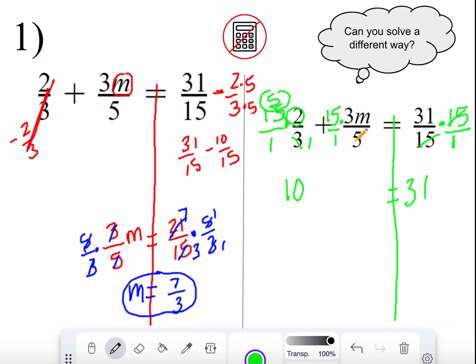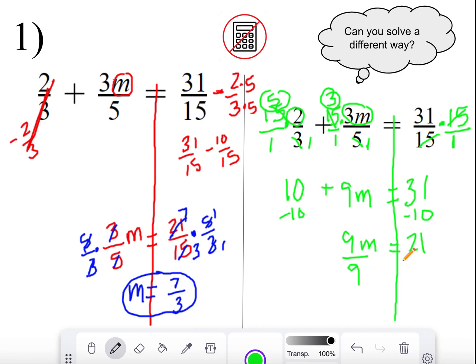Do you see how the numerator and denominator are both divisible by 5? I get 1 here and then 3. So now I've got 3, and I'm going to multiply that by 3m. And 3 times 3m is 9m. And I've just made this problem a whole lot easier and got rid of all the denominators. Now if we continue solving, take away the 10 here, I get 9m is equal to 21.